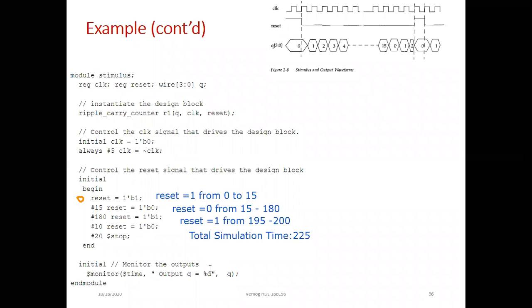These two here, percentage D. This is nothing but simple, your C program. The percentage D, what is this? It is a decimal value or integer value. So that value will be printed over there.